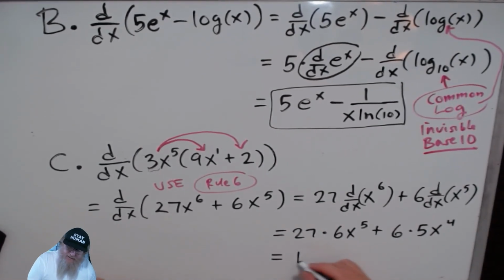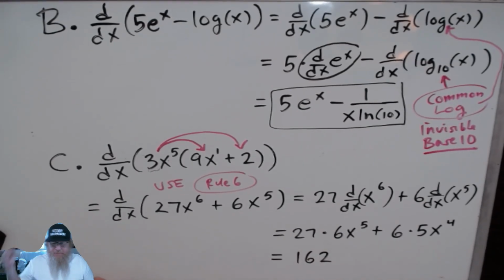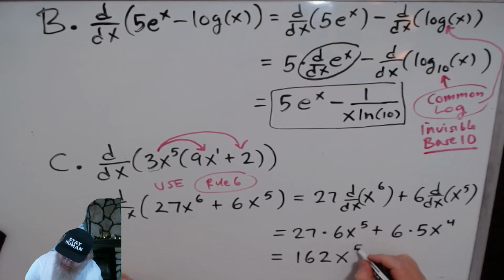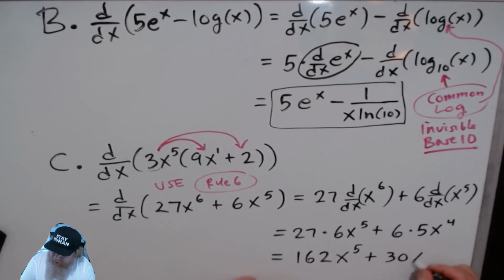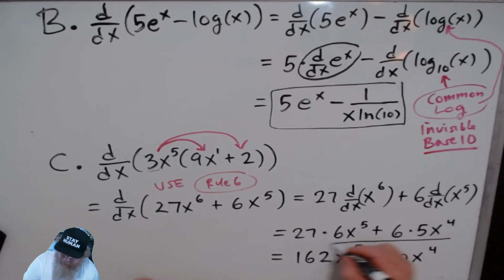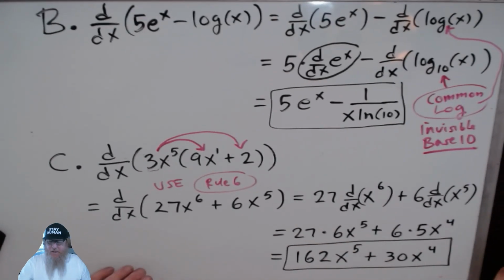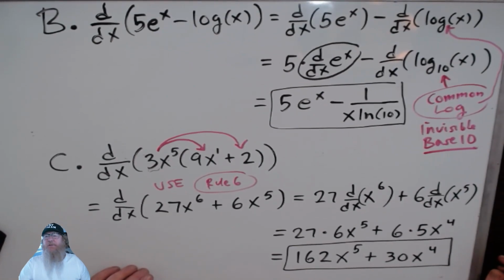27 times 6 is 162. Forgot my calculator, so I'm just banking that I remember my basic math. And 6 times 5 is 30, and then that'll be x to the 4th. 162 x to the 5th plus 30 x to the 4th. We're really cooking now, right?